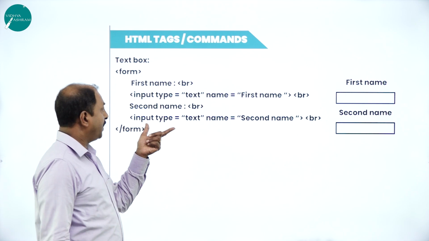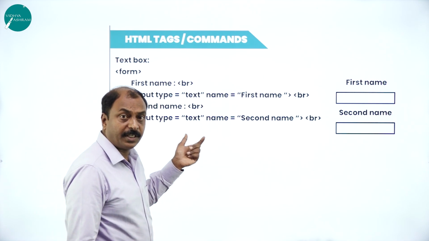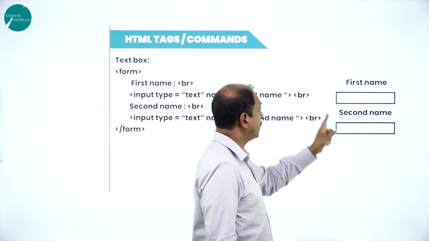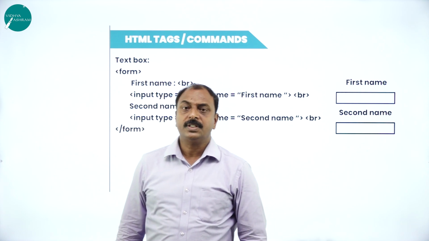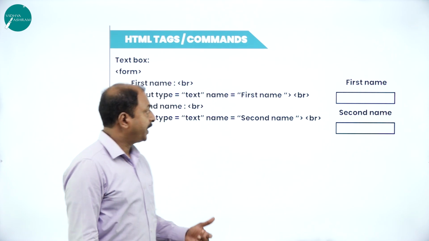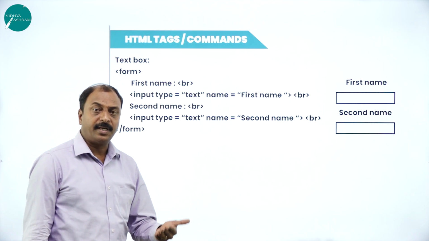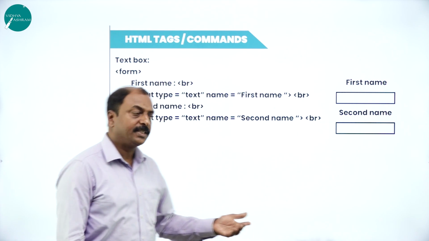So because of input type equal to text, this is the element. Because of this, it defines one more text box. So text box is one of the form elements where the user can input information in a single line. For example, your first name, second name, username, maybe your father's name, mother's name, etc.